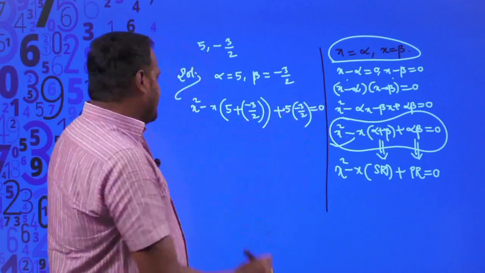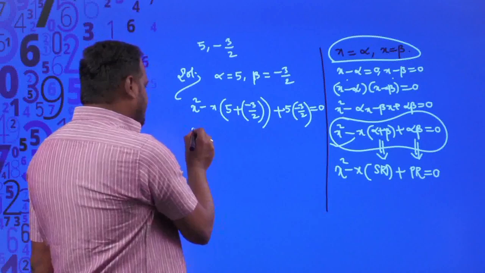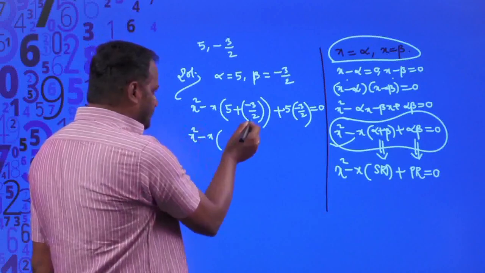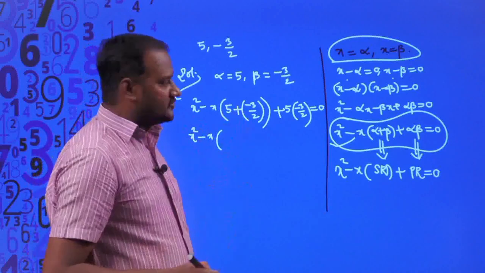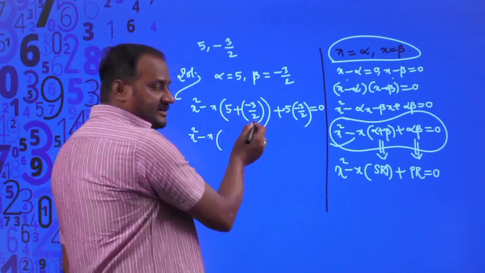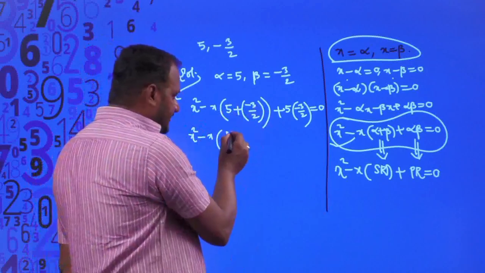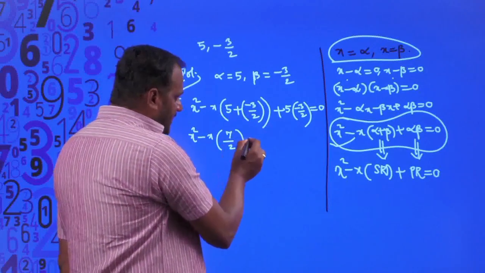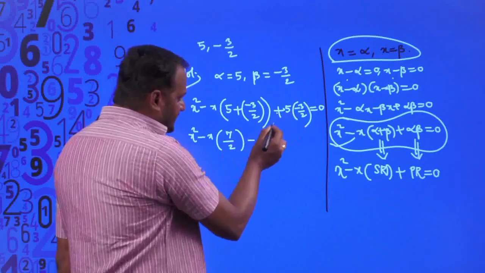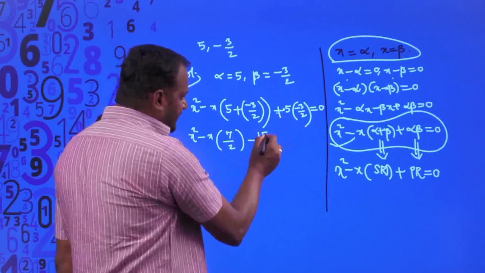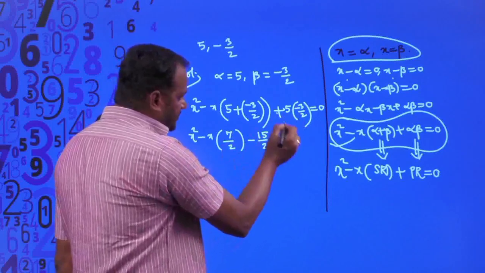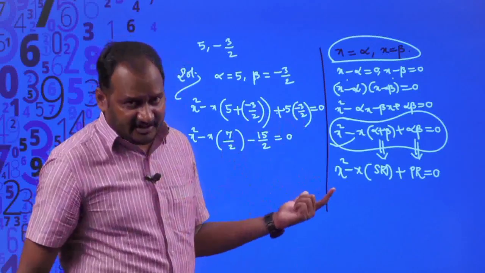Got it? Now you just simplify this. Of course it is a simple thing to simplify. 5 twos are 10, 10 minus 3 is 7, divided by 2. Plus into minus is minus, 5 into 3 is 15 divided by 2, is equal to 0. Of course this is your required quadratic equation.